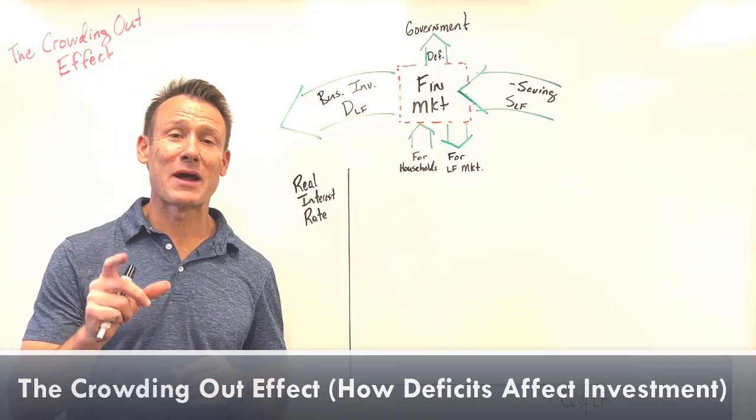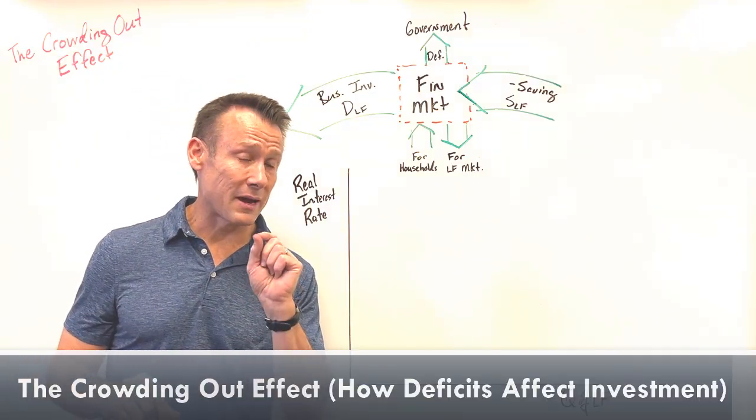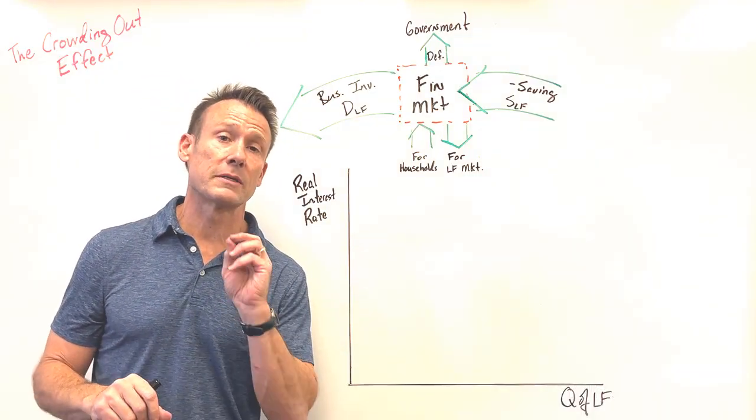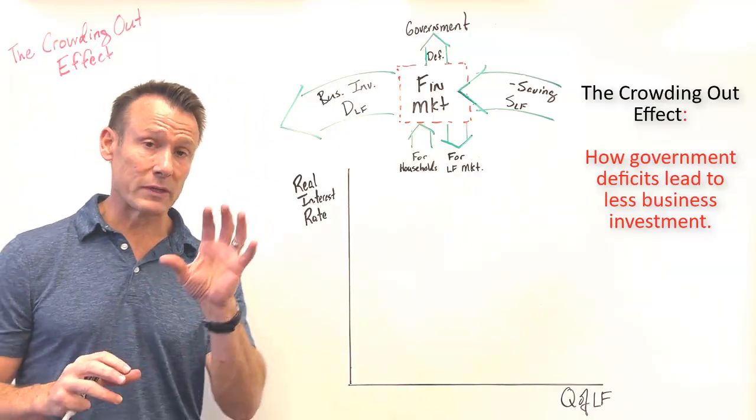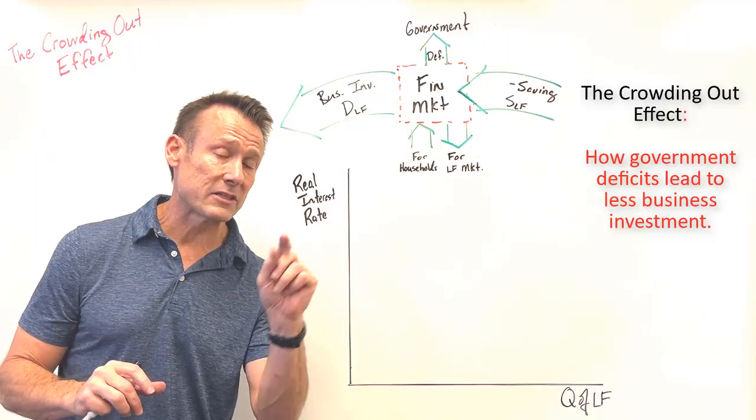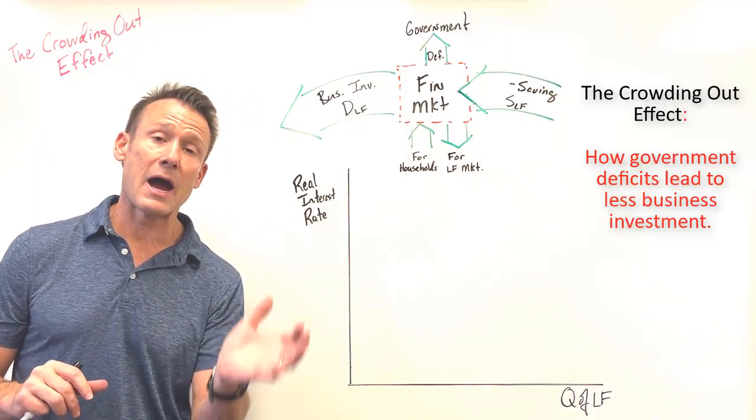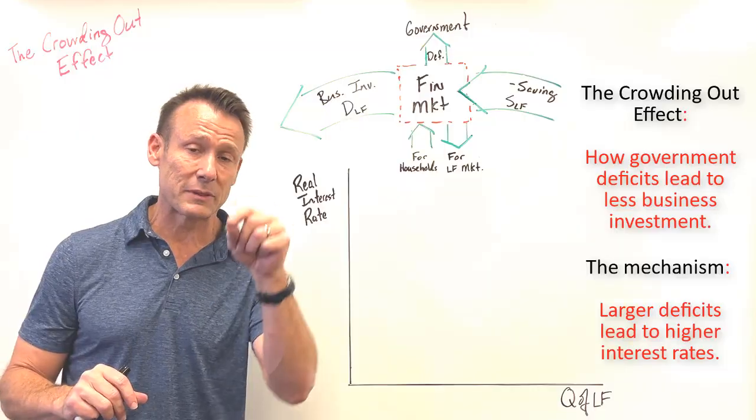Hey everybody, in this video we're talking about the crowding out effect. We're talking about how bigger deficits by the government cause interest rates to go up, causing businesses to invest less. That's right. The crowding out effect is when government deficits and their borrowing needs because of their deficits lead to higher interest rates and therefore business investment going down.